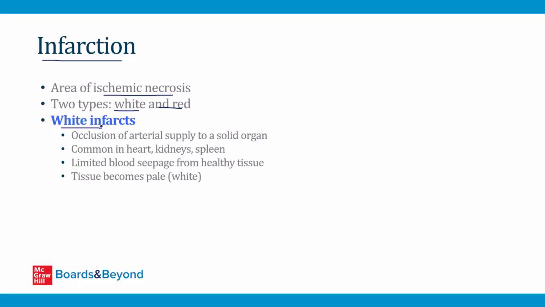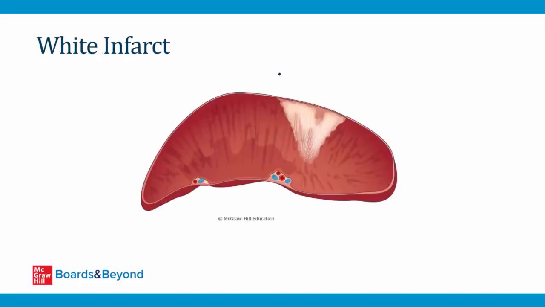This occurs when a plaque or a thrombus on top of a plaque occludes the arterial supply to a solid organ. You often see this in organs like the heart and the kidneys and the spleen, where there's vascular disease present that cuts off the arterial supply. When there's limited blood supply from healthy tissue nearby, the tissue will then become pale or white from the infarction. And so that's the definition of a white infarct: no blood flow and no blood leaking in from neighboring healthy tissue. So here's a cartoon depiction of a white infarct in a solid organ. Usually these are very obvious when you look at a solid organ in gross pathology. There'll be a large area that is white or pale.